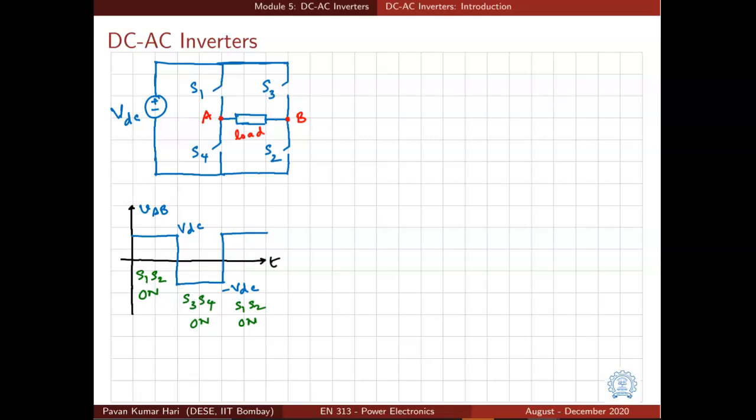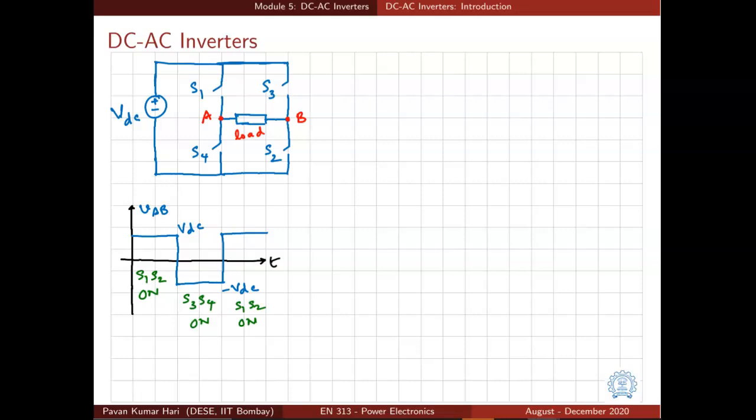This is a single phase inverter circuit where we have 4 switches, S1, S2 and S3, S4, and there are 2 AC output terminals, A and B. And how do we get these terminals? 2 switches, S1 and S4, are connected in series, and the midpoint of that connection is taken as one AC terminal. Similarly, the other 2 switches are connected in series and the midpoint of the connection is taken as another AC terminal, that is B.